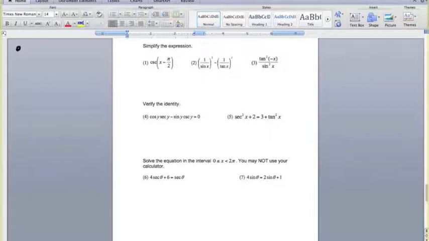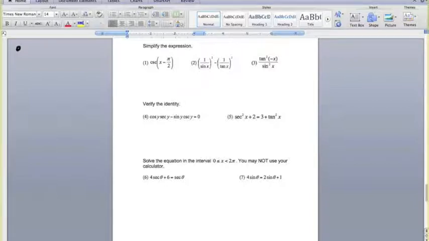So our two main strategies that we go for are making substitutions from the trig identities or changing into sines and cosines. So pi halves minus x is one group of those trig identities, but we only have identities for sine, cosine, and tangent, the main three.